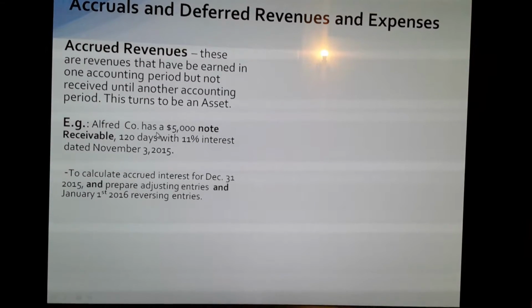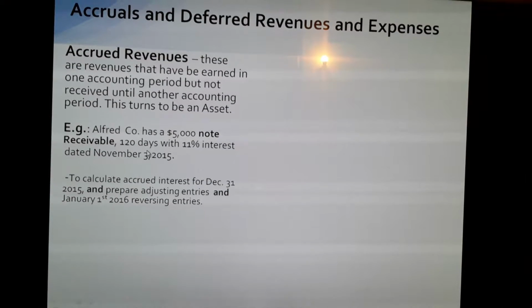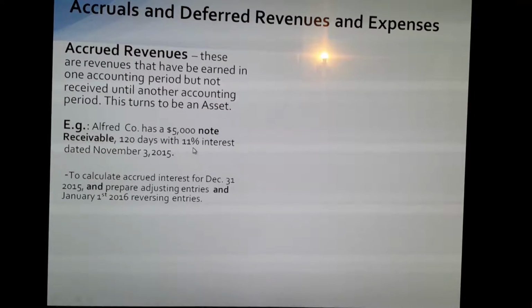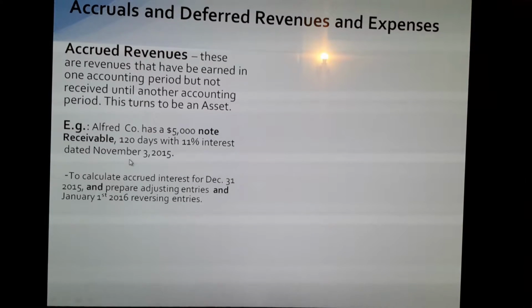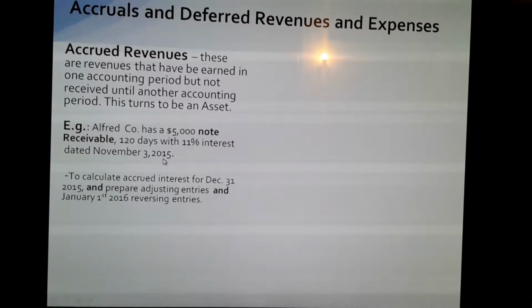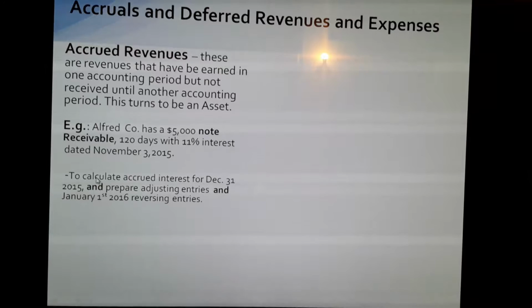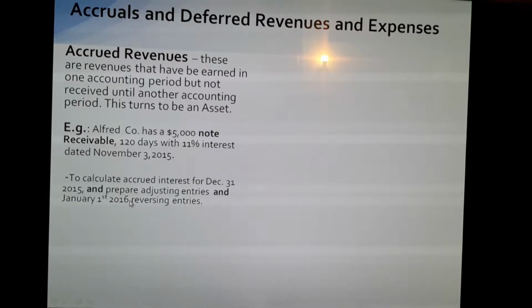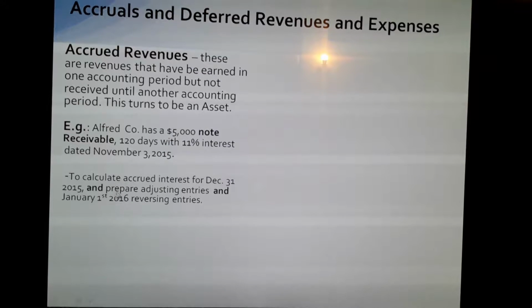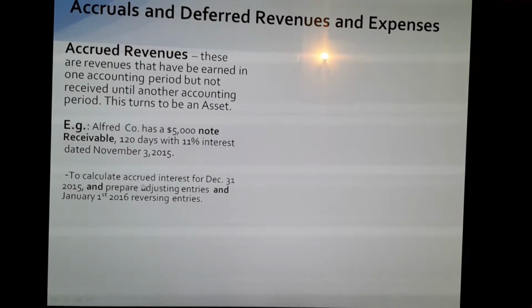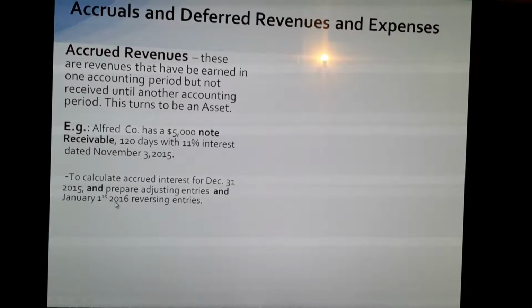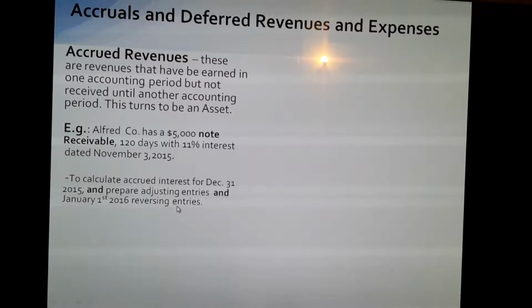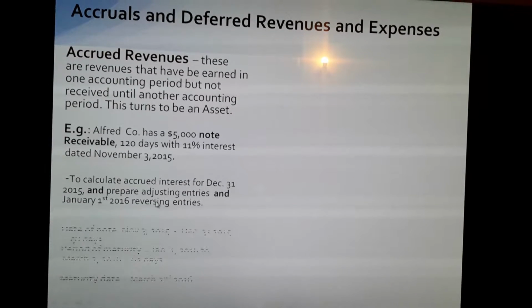Alfred Company has a 5,000 notes receivable, 120 days with 11% interest, dated November 3rd, 2015. They want us to calculate the accrued interest for December 31st, 2015 and prepare the adjusting entries and the January reversing entries. Okay, so how do we do this?